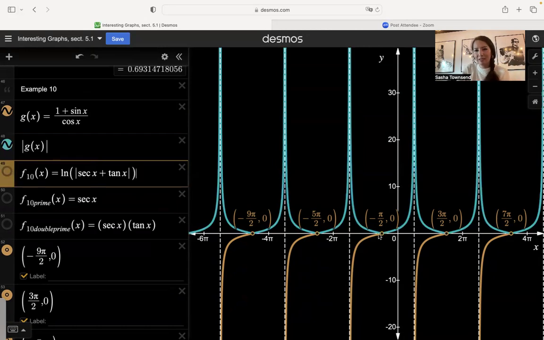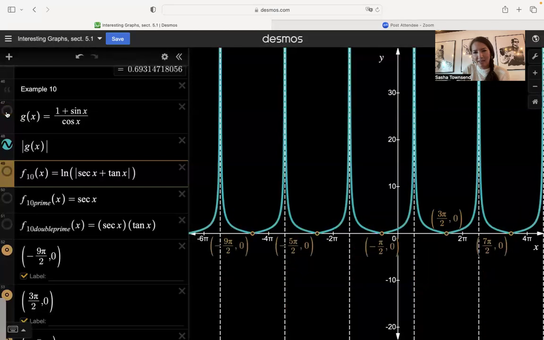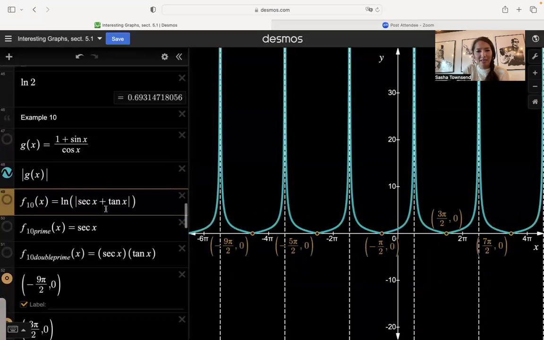The absolute value of g of x looks like that. And so we're really taking the logarithm of that. And we're saying, okay, well, what should the logarithm of that be like? Well, this is what I did on my paper. I said it should look something like this. As we approach those removable discontinuities of the absolute value of g of x, we should approach negative infinity.